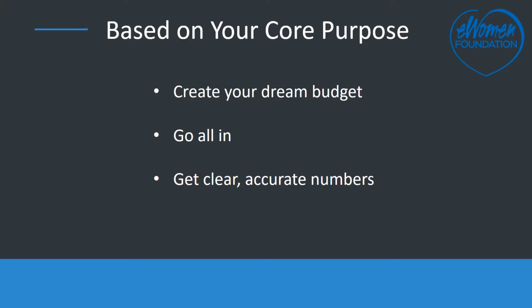The way I set this exercise up is I say, imagine if you ask for it, somebody's going to write the check for it tomorrow. They just need the total number. They need to know what you are going to do, make sure it's in alignment with your core purpose, and they need to know the exact numbers, right? Which is the third step in creating your dream budget. You have to get clear and accurate numbers.